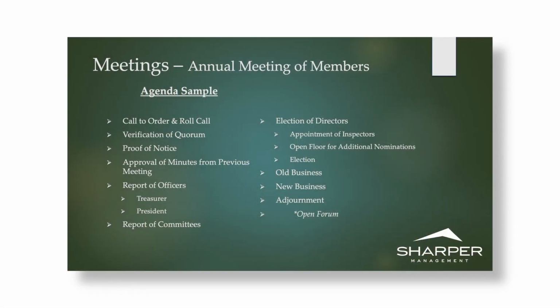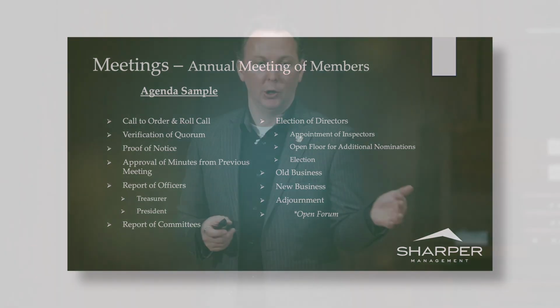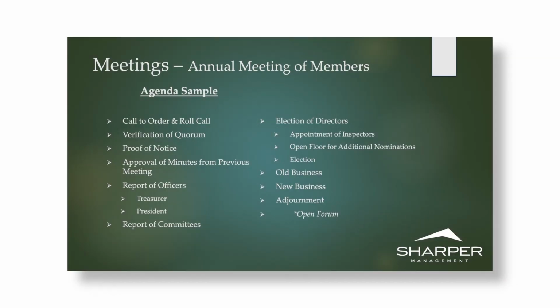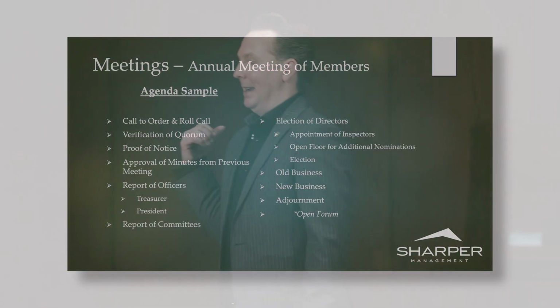Old business, there should never be old business at an annual meeting. Old business is something that was tabled or carried over from the last meeting, like your last annual. There should be nothing. All of those things should be happening at a board meeting, right? And then new business. New business shouldn't really even be on here because 9.9 out of 10 times your annual meeting, you're not voting on anything else other than the directors, right?